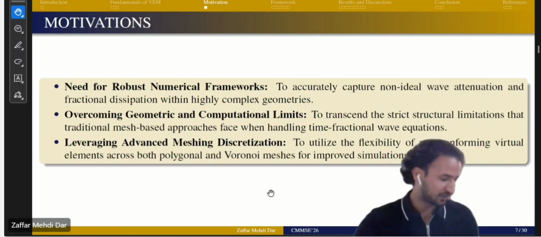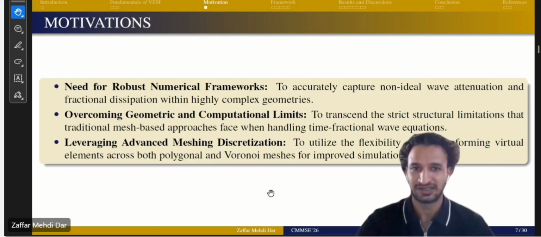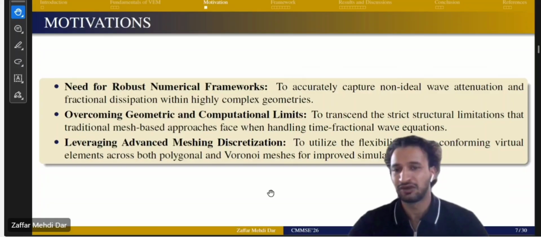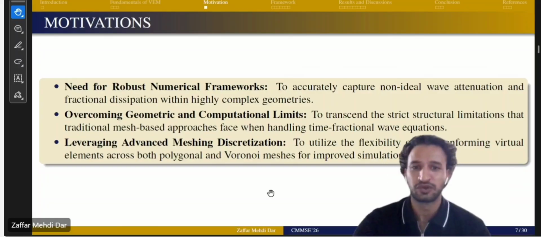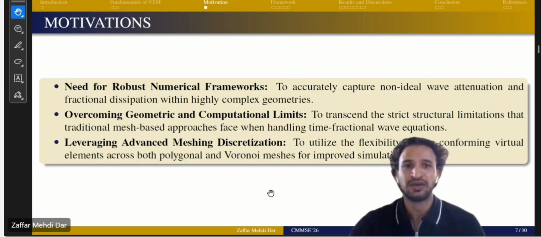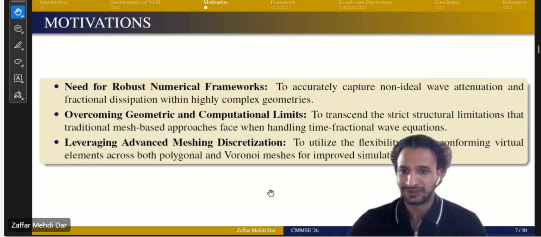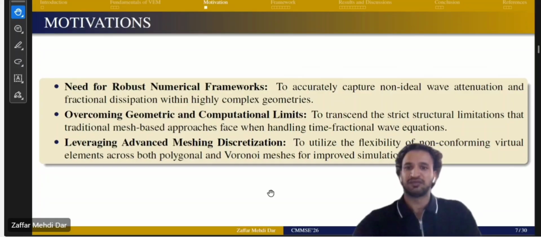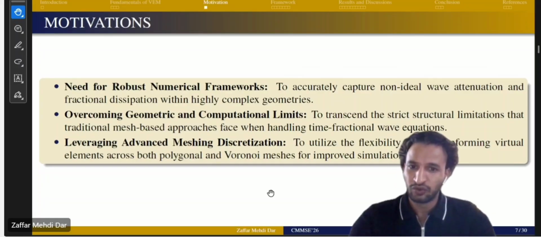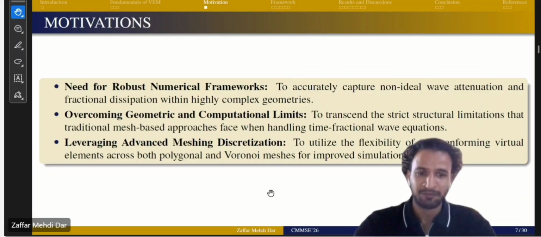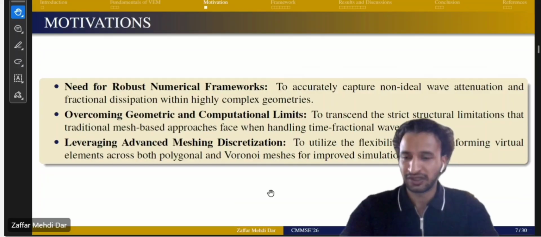non-ideal behavior or non-ideal wave attenuation with complex terms like the fractional dissipation. And in order to overcome the geometric and computational limits of structured meshes or any other finite difference or finite element schemes, we are going to choose the virtual element technique, and this was one more motivation to do this work in this particular area.